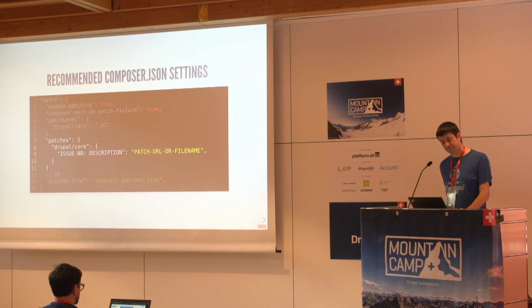And then you have the patches themselves. It's a list of projects. Each project can have multiple patches. The first part is the description. The second part is the URL or the local file name. You can use whatever you want for the description. We usually use the issue number and the description in there.